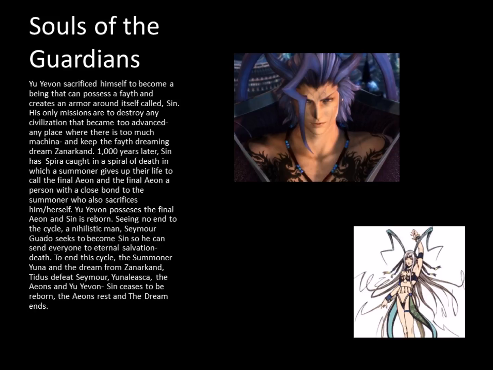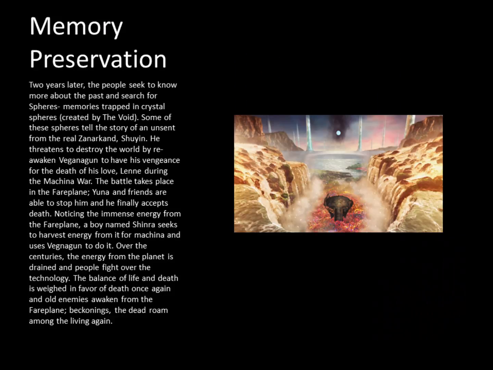Seeing no end to the cycle, a nihilistic man, Seymour Guado, seeks to become Sin so he can send everyone to eternal salvation, death. To end this cycle, the summoner Yuna and the dream from Zanarkand, Tidus, defeat Seymour, Yunalesca, the Aeons, and Yu Yevon, and Sin ceases to be reborn. The Aeons rest, and the dream ends.